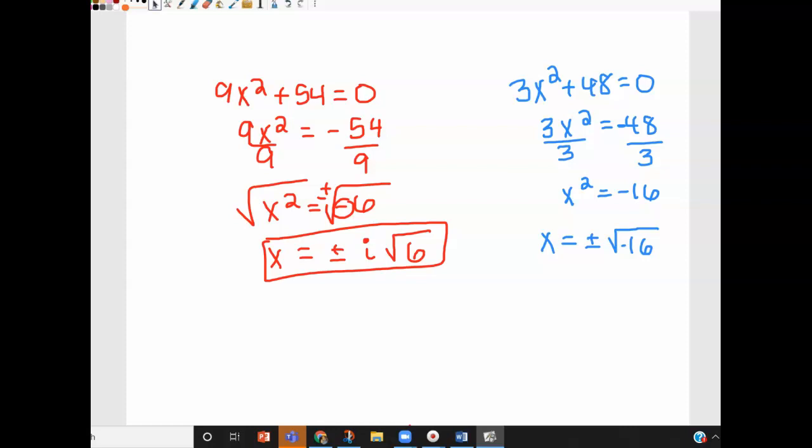So we know that the negative is going to become an i, and 16 is a perfect square. So my roots are x equals plus or minus 4i. These are actually the type of quadratic equations that are shifted up and down, and they don't cross the x-axis, but they still represent a parabola. So when we looked at them, we said they had no real roots, and that's because they have imaginaries.